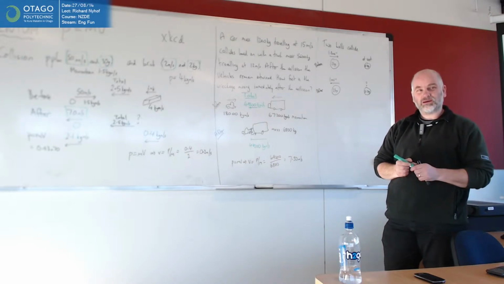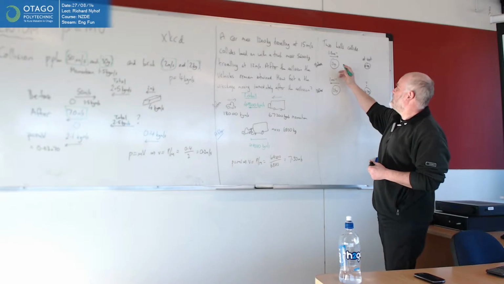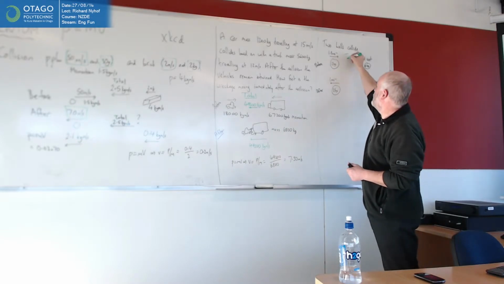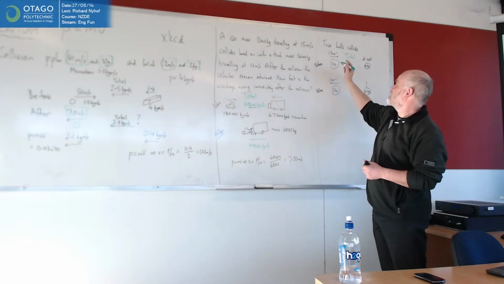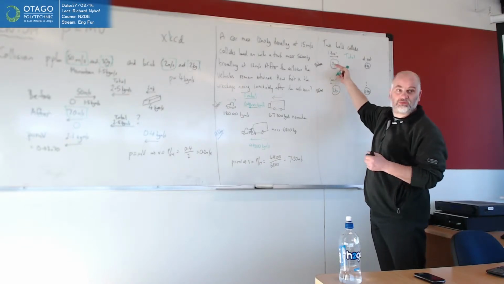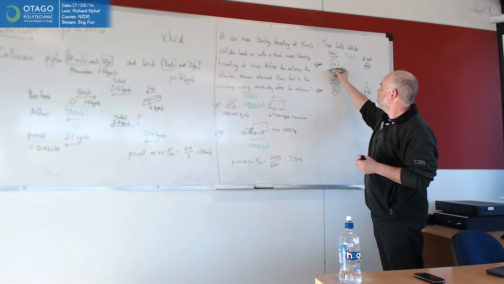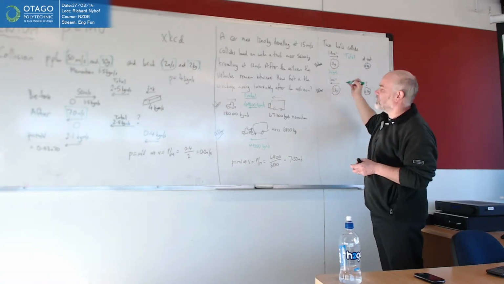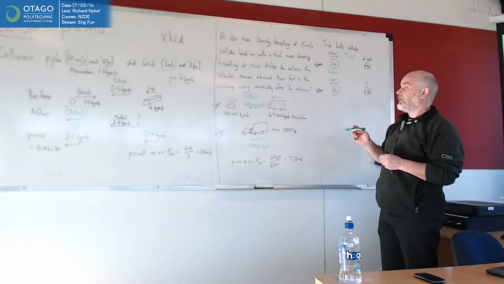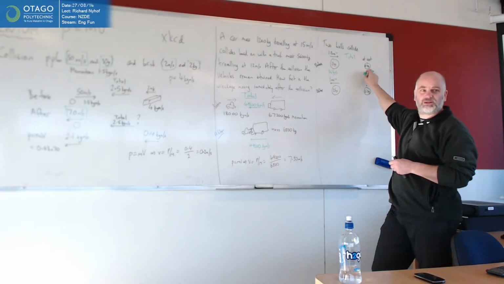Total momentum before. Okay, so let's look at momentum. So we want the total momentum before. So this one has a momentum of 1.8 times 2. It's mass times velocity, so 3.6 kilogram meter per second. And the momentum of this one is beforehand.